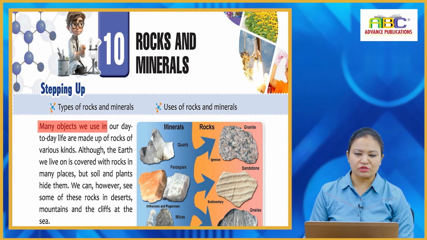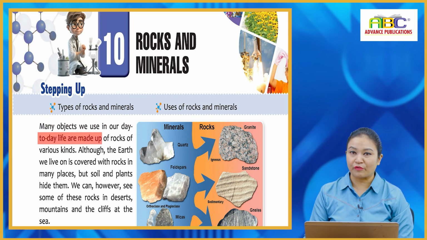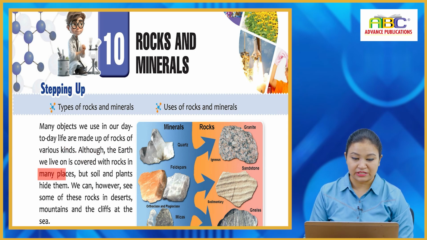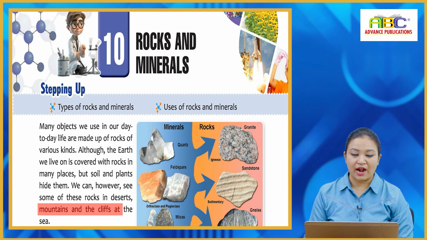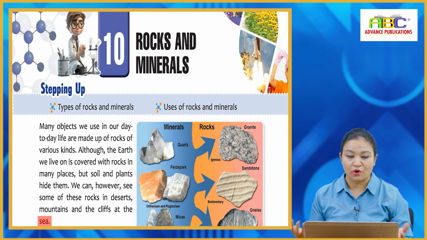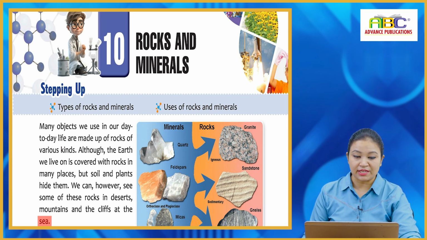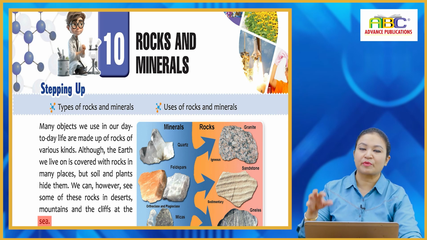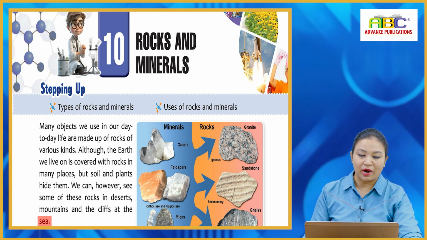Many objects we use in our day-to-day life are made up of rocks of various kinds. Although the earth we live on is covered with rocks in many places, soil and plants hide them. We can, however, see some of these rocks in deserts, mountains, and the cliffs at the sea. So you find rocks everywhere, and you see many things are made of rocks. But we cannot see the rocks in the upper layer of earth because they are hidden behind the soil and the plants.